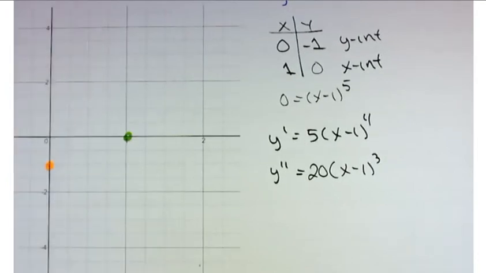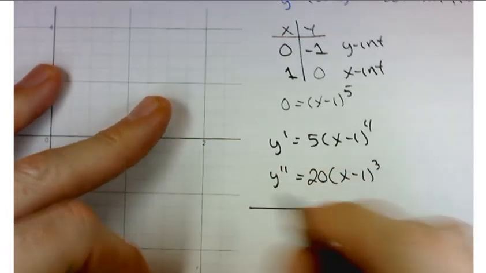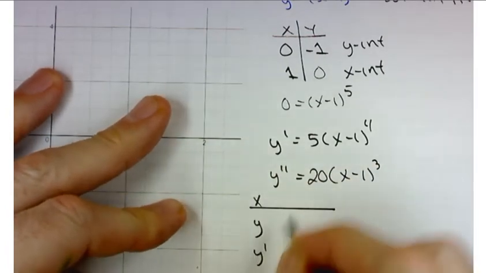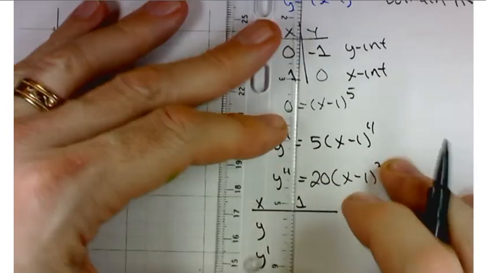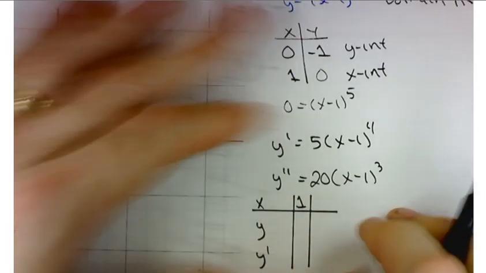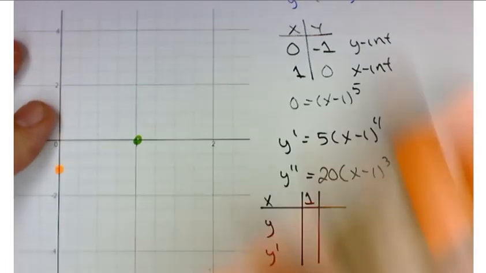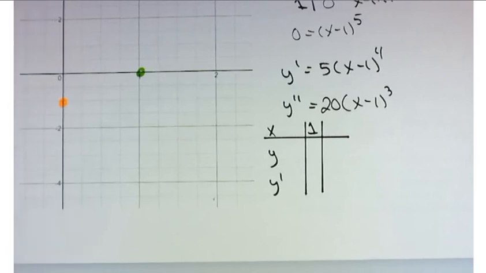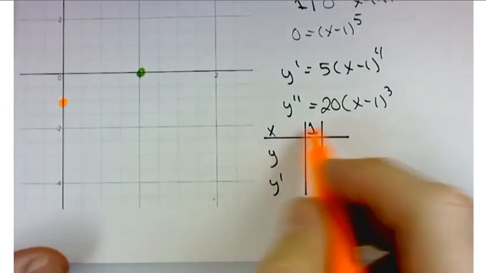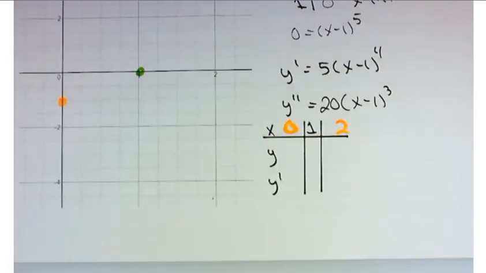Let's set up a couple tables here and evaluate the first and second derivatives to see what that tells us about the function. So x, y, and y prime. Let's choose a couple points to plug in and evaluate our first derivative. I need something to the left of 1 and something to the right of 1. So 0 and 2 probably present themselves pretty quickly.